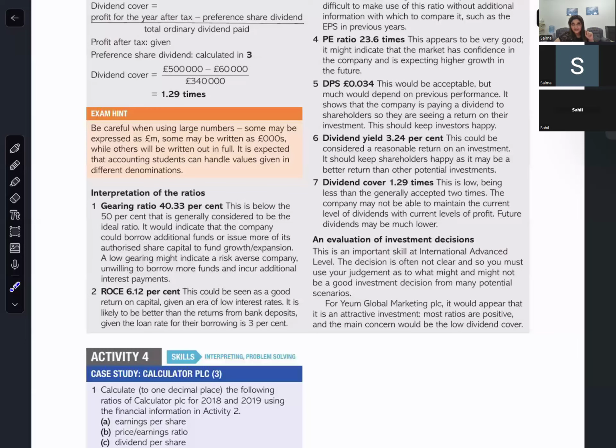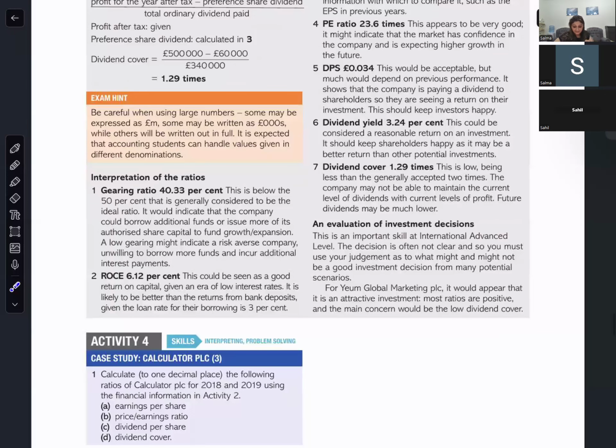Dividend cover. Profits can pay dividend only 1.5 times. Ideally, you should be able to pay twice. So future dividends can be lower.